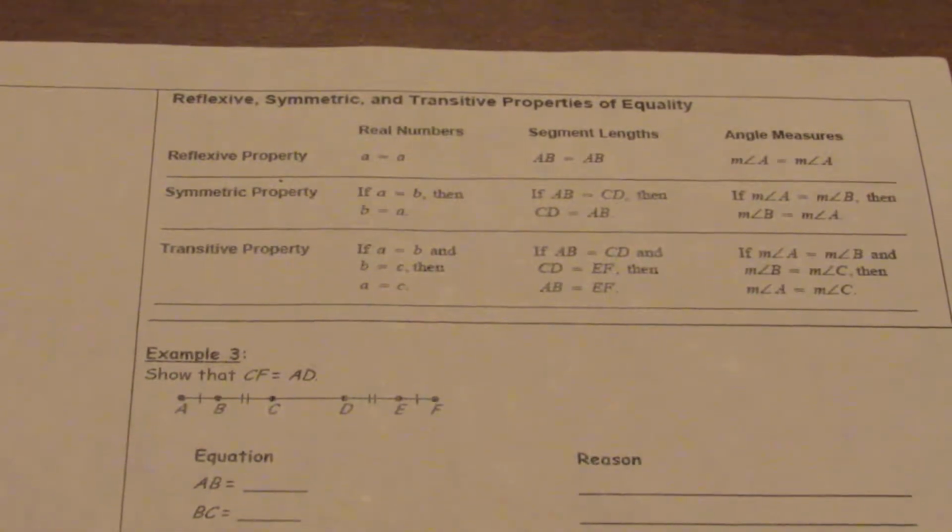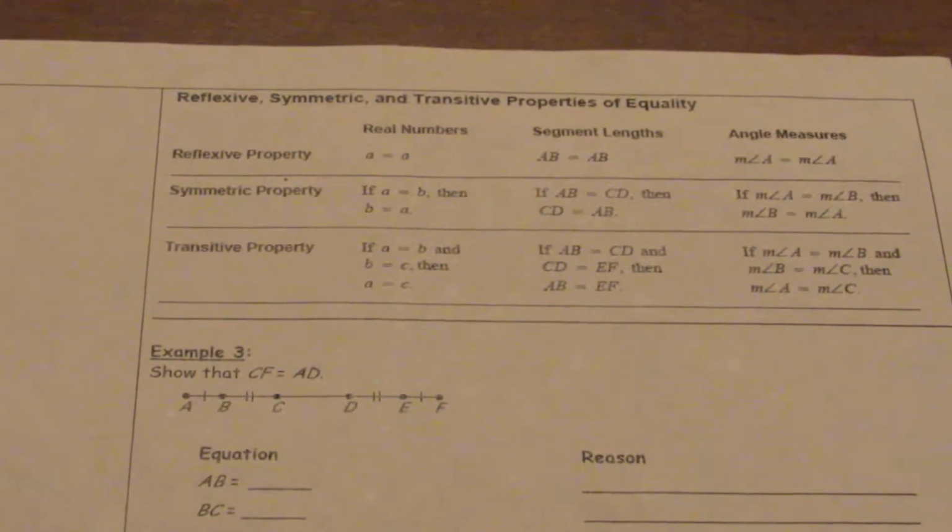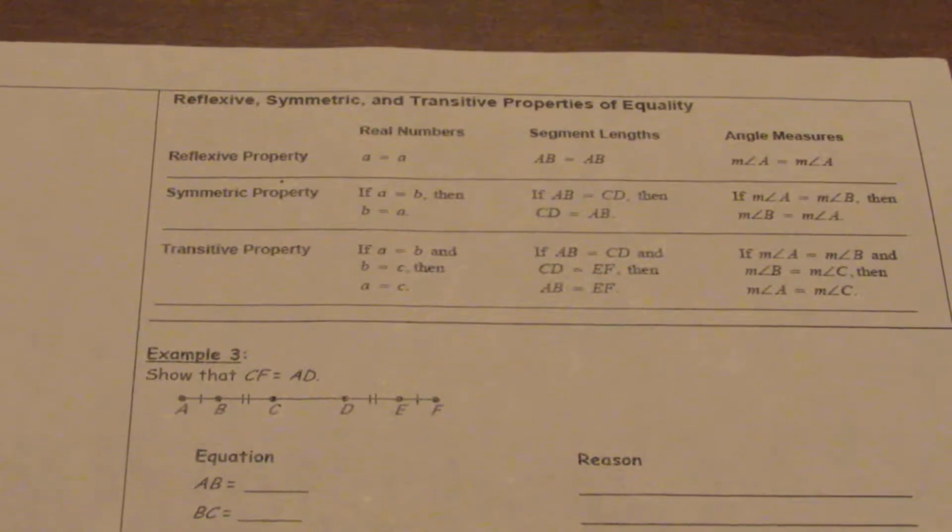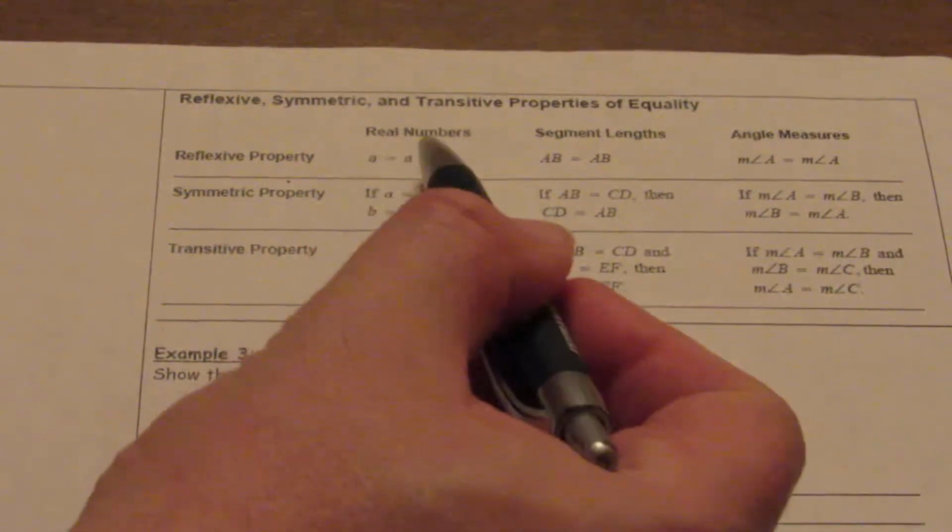So to go over what these properties are, reflexive property is just saying something is the same as itself. So A is equal to A.